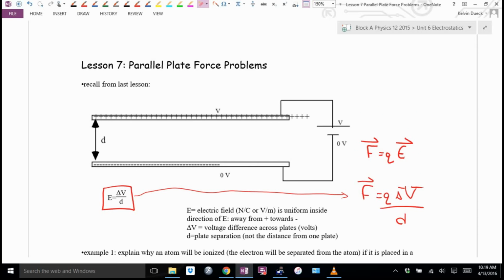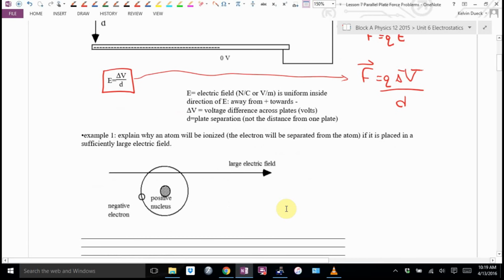So now we can start to talk about a phenomenon called ionization. What's an ion? You learn in science, an ion is a charged particle, a charged element. Really what we say is an ion is when an electron has been forcibly removed. So I wrote here, explain why an atom will be ionized, the electron will be separated from the atom, if it's placed in a sufficiently large electric field.